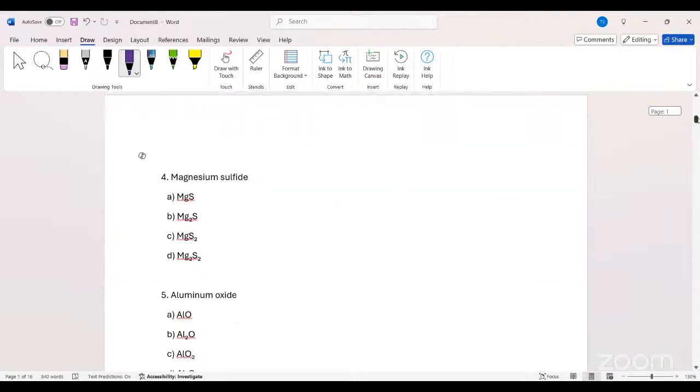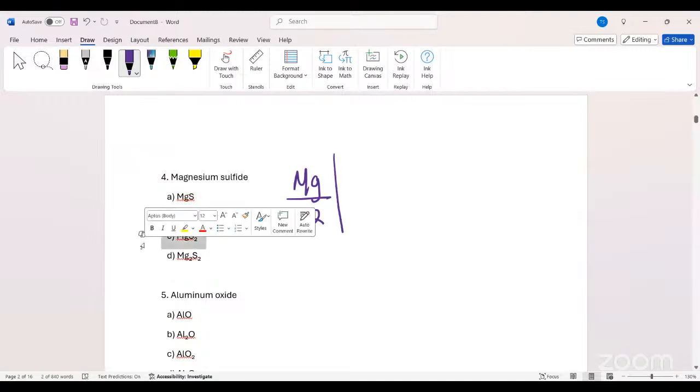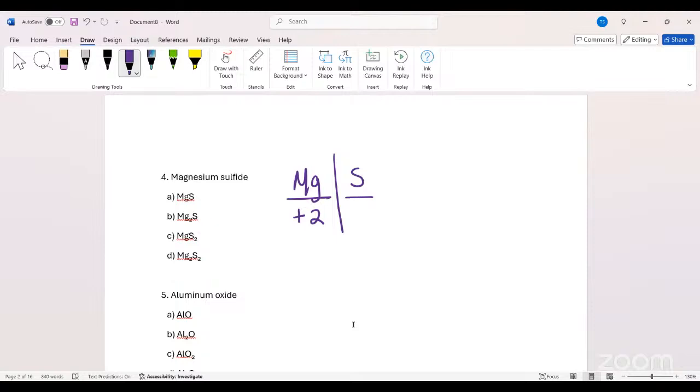Okay, let's look at magnesium sulfide. Again, you've got the chemical symbol for magnesium. It's Mg, and the charge is positive 2. Sulfur is the symbol S, and it has a charge of negative 2. Now, again, when the numbers are the same, they cancel each other out, so you're just left with MgS as your final formula, okay? So whenever the numbers are the same, they cancel each other out.